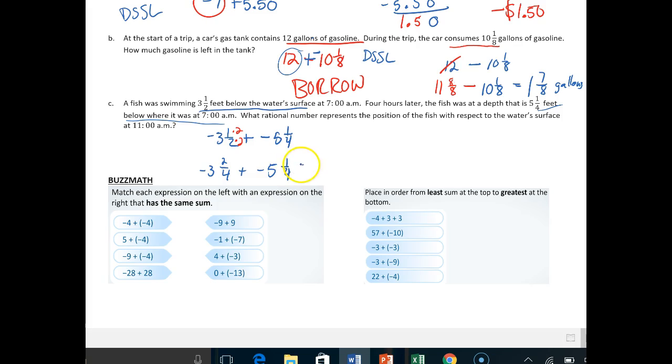So when I add this up, this is an SSAK problem, right? Same signs, add, keep. So let's just do negative 3 plus negative 5 is negative 8. 2 plus 1 is 3. And keep my denominator. So negative 8 3/4 feet below sea level.